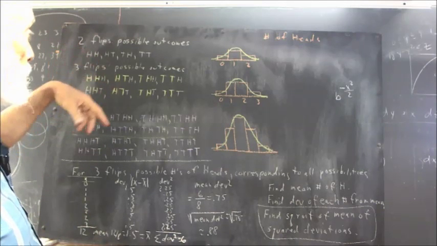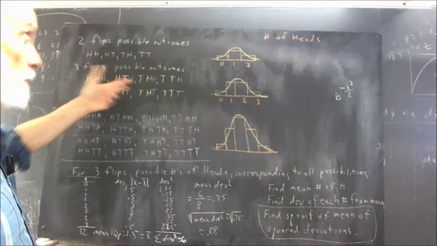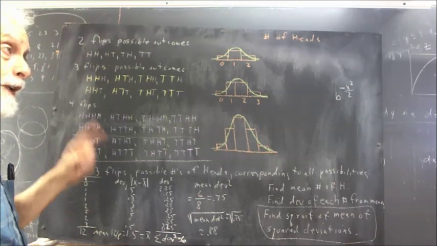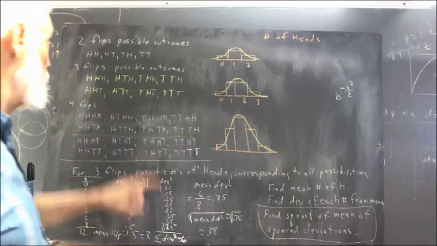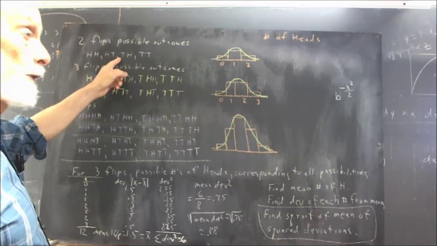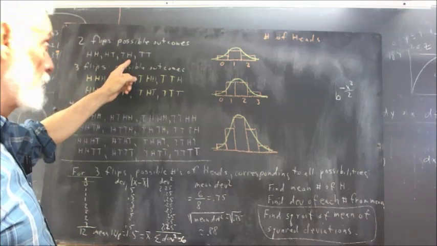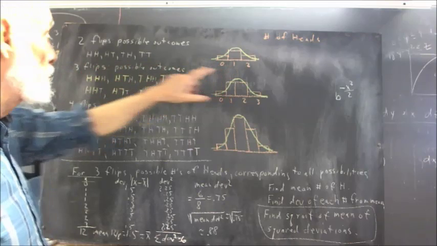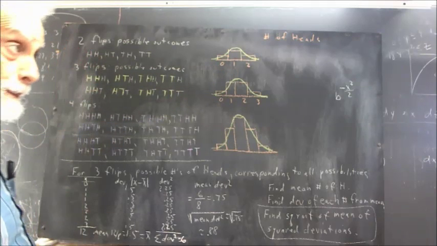Okay, how many ways are there to get no heads? Well, there's just one. That's two tails. How many ways are there to get one head? Well, you can get head on the first coin and tail on the second, or tail on the first coin, head on the second. How many ways are there to get two heads? Well, just one way, you get two heads, right?